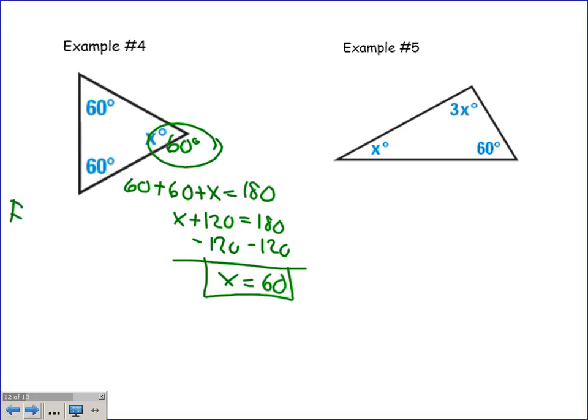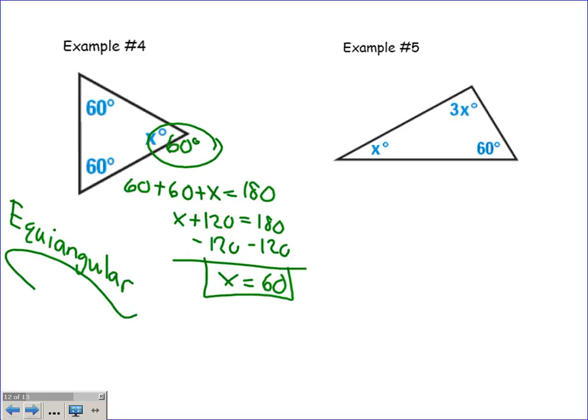Ooh, be careful. Equiangular. Equiangular. Okay? It's also kind of a special triangle here that we'll look at.